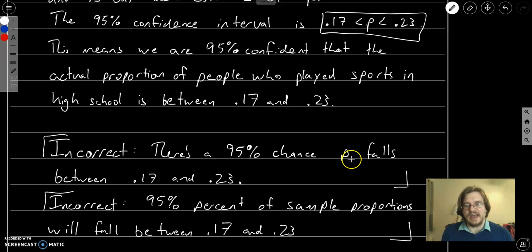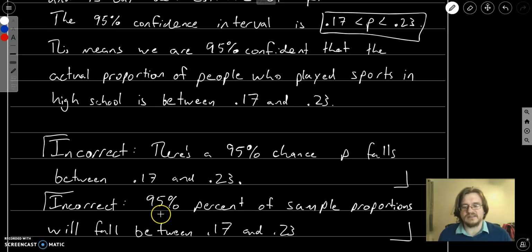There is an actual percentage of people that played sports in high school. We can't change that. It's not going to fall in here 95% of the time and it's going to fall outside of it 5% of the time. It is just a number, and it's not going to be changing at all. So this implies that P is changing, which is incorrect.